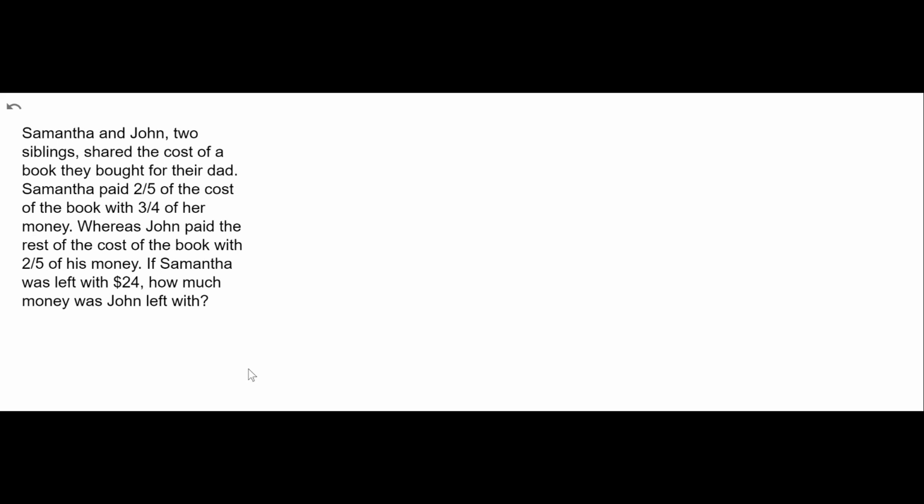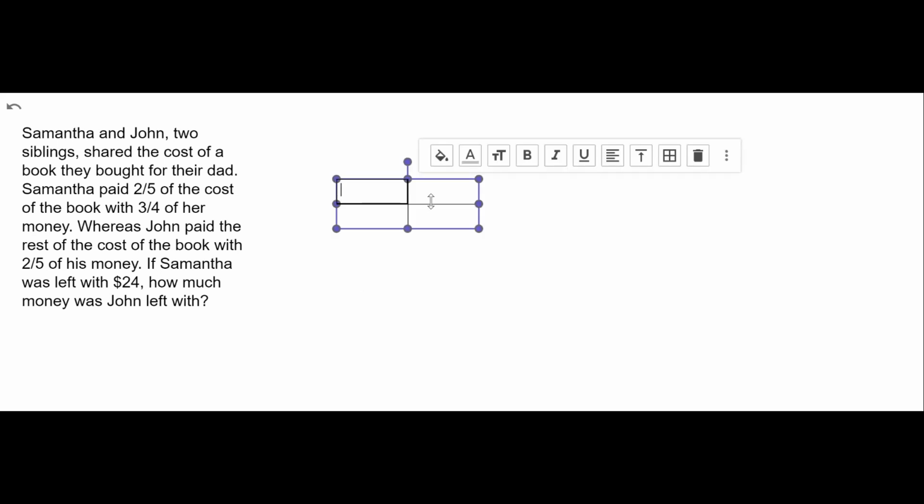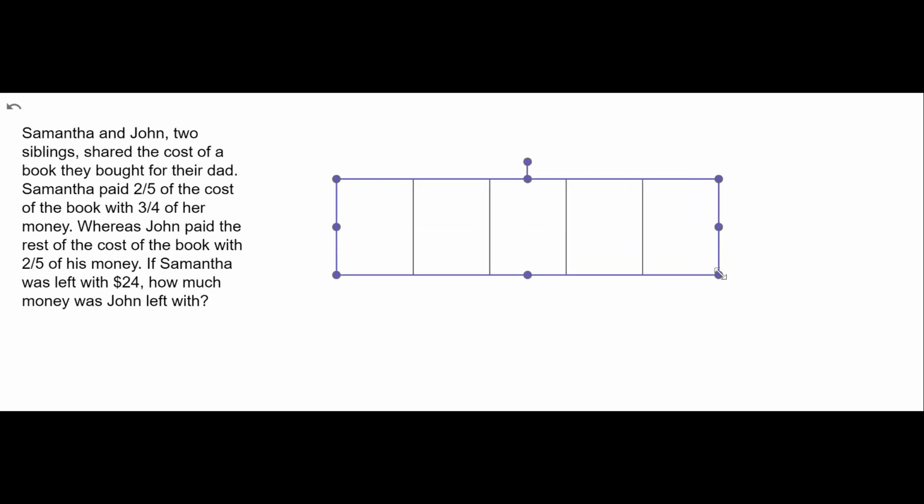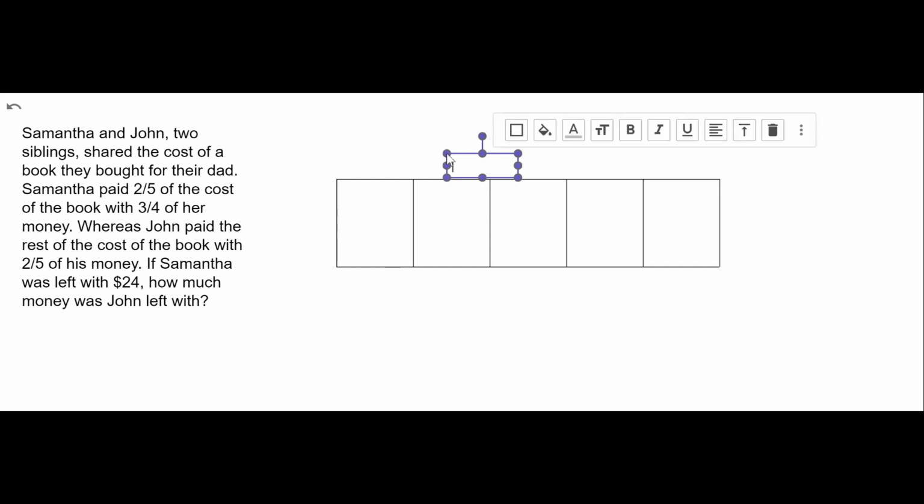To do this problem, we're going to make a visual representation of the cost of the book, which is divided into fifths. So we're going to make a rectangle and divide that into fifths to represent the cost of the book and who paid what amounts. Alright, so this rectangle is going to represent the cost of the book, so we might as well write that above so we know what this is.